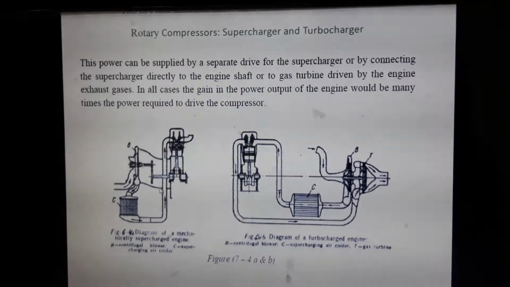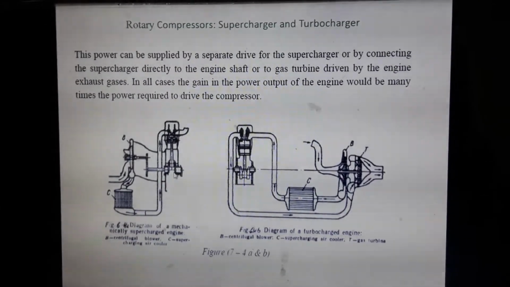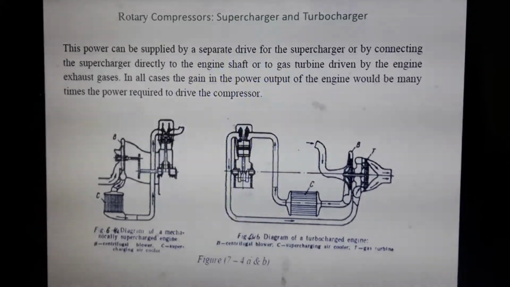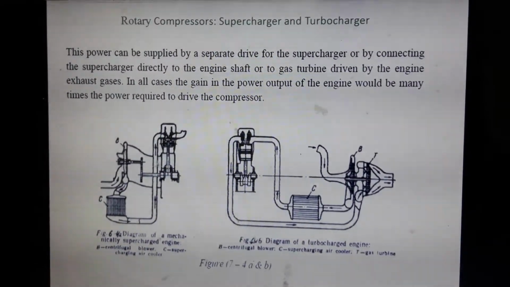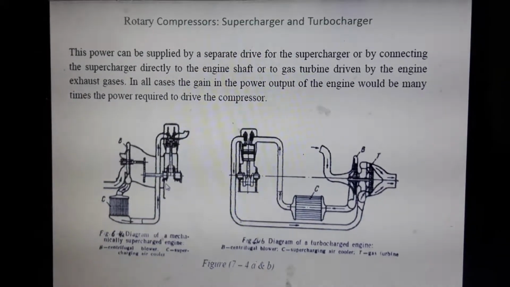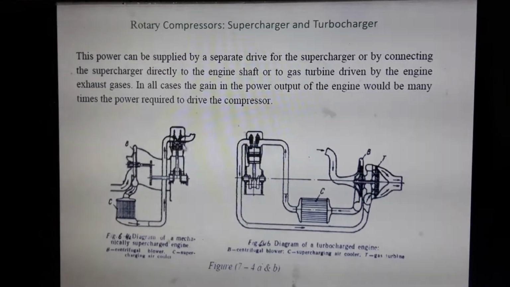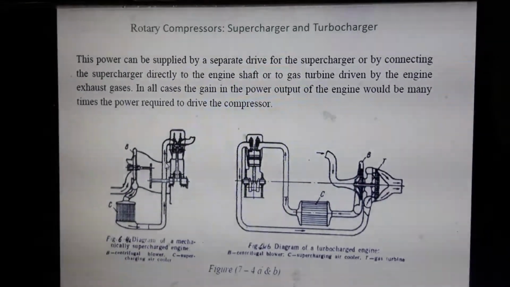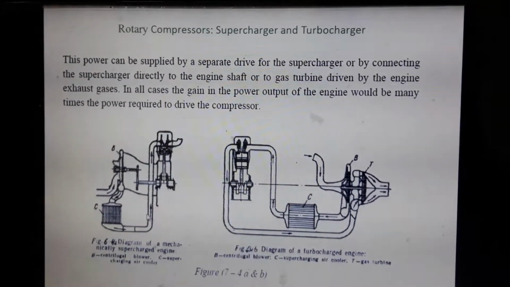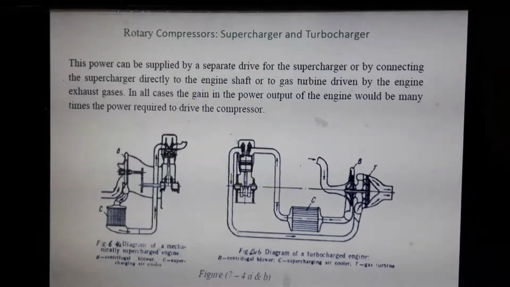So this supercharger and turbocharger, these are the types of compressor used in our SI engine. Again in unit 4 we will discuss in detail about the supercharger and turbocharger. Again we have to develop the expression for power required for supercharger, power required for turbocharger, adiabatic efficiency of the supercharger, adiabatic efficiency of the turbocharger.